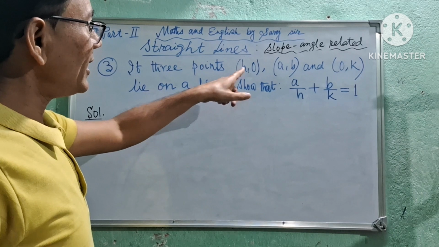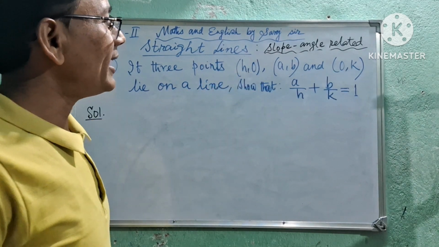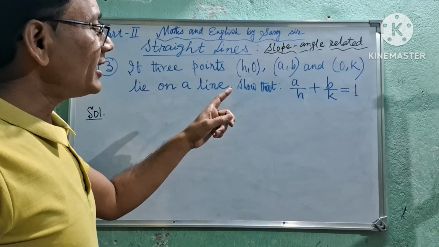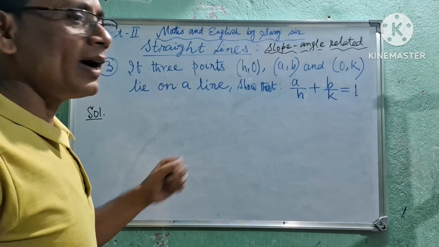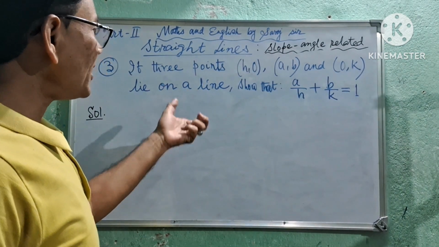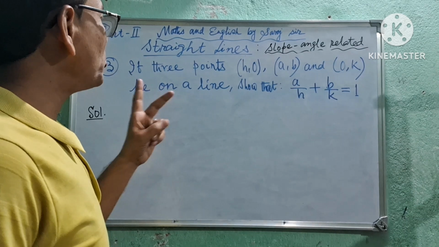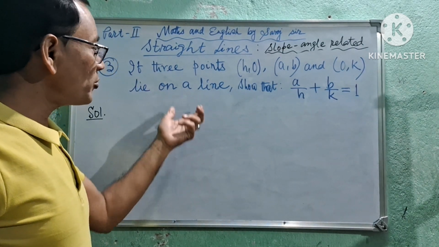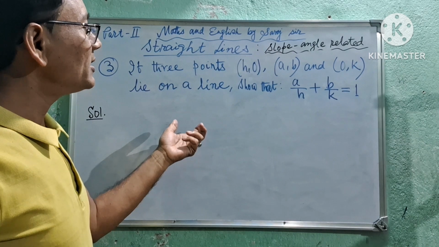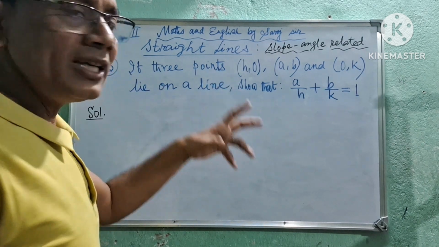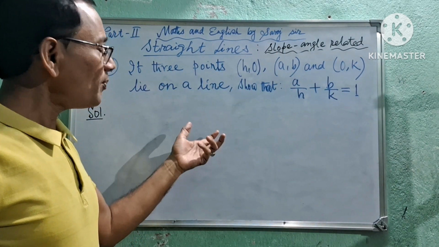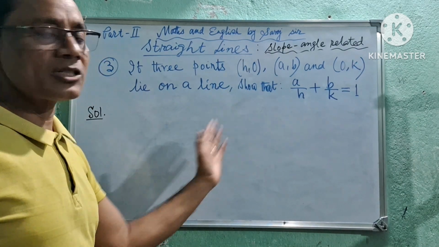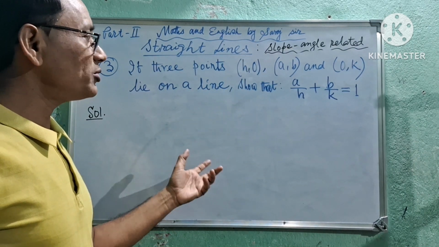If 3 points (h, 0), (a, b) and (0, k) lie on a line, prove that a upon h plus b upon k is equal to 1. This sum can be solved in two ways. The first way that I am going to do is using the slope or gradient rule, y2 minus y1 by x2 minus x1, this formula.